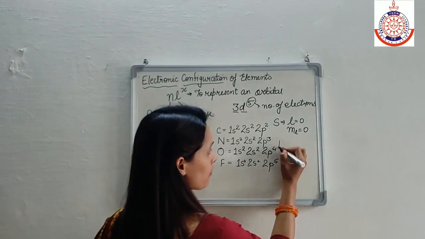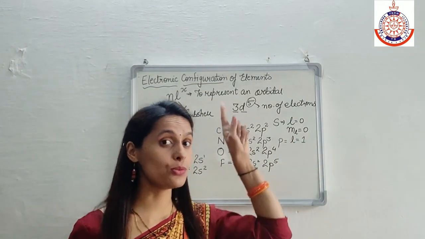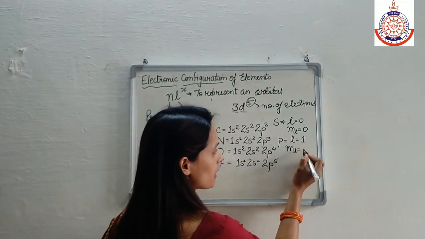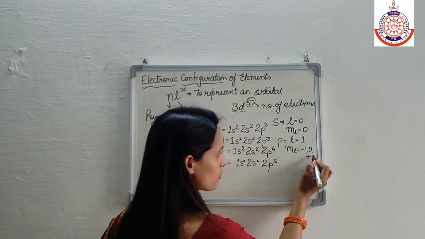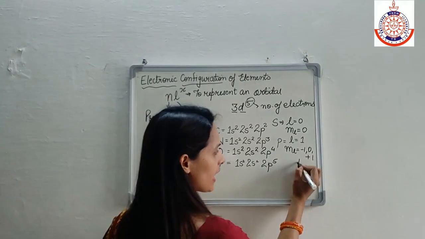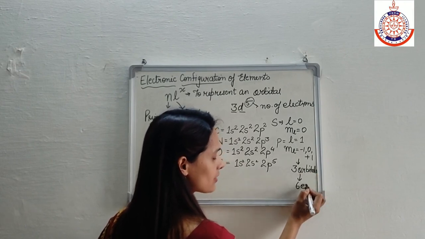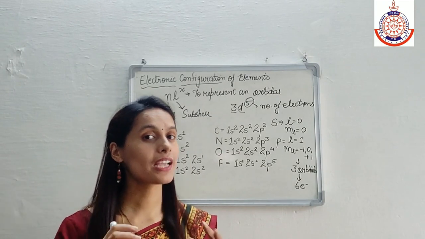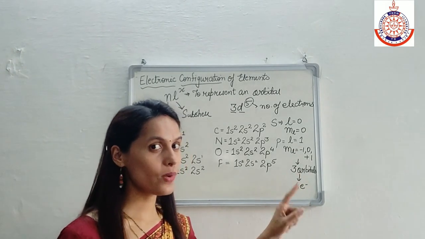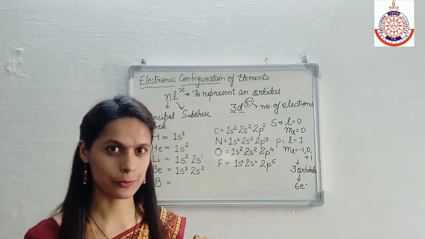Why? Because for p, L is 1. For p, L is 1 means the azimuthal quantum number is 1. If the azimuthal quantum number is 1, then the magnetic quantum number becomes -1, 0 and +1. It means we have 3 orientations. If 3 orientations are there, it means we have 3 orbitals. And if we have 3 orbitals, we have place for 6 electrons because 2 electrons can accommodate in 1 orbital. So 3 orbitals means 6 electrons. That's why I keep on adding electrons in the p orbital till the p becomes 6.